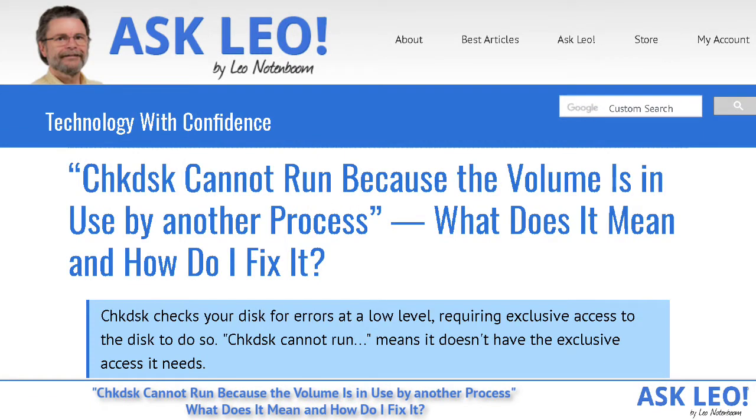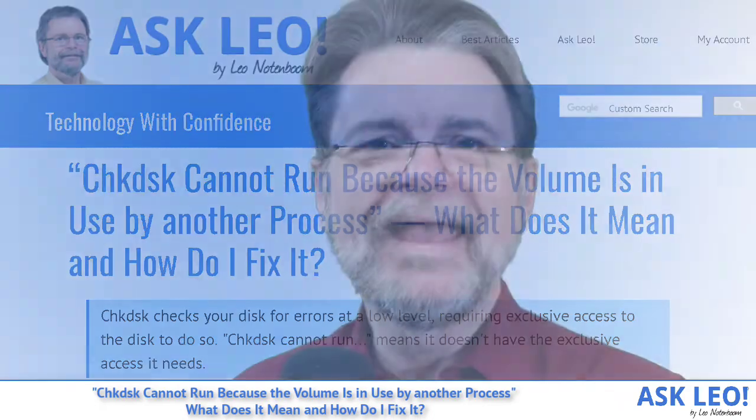Chkdsk cannot run because the volume is in use by another process. What does it mean and how do I fix it? Everybody encounters this at one point or another trying to run the Chkdsk utility. It's a little confusing, but once you understand why it's saying what it's saying, it becomes pretty clear, and the solution itself is also pretty clear.